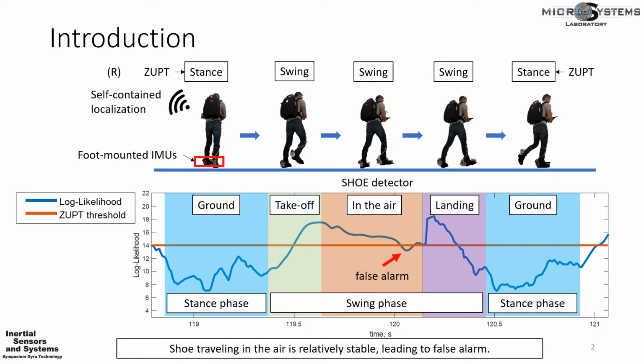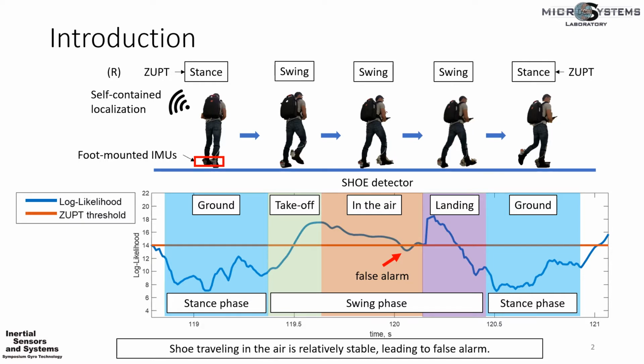In the upper plot, I'm showing 5 images of a pedestrian walking corresponding to different phases in the gait cycle. In the first image on the left-hand side, right foot of the pedestrian was on the ground and was in stance phase. In the swing phase, the foot first took off the ground, traveling in the air, and then landing on the ground. In the last image, the foot was on the ground again.